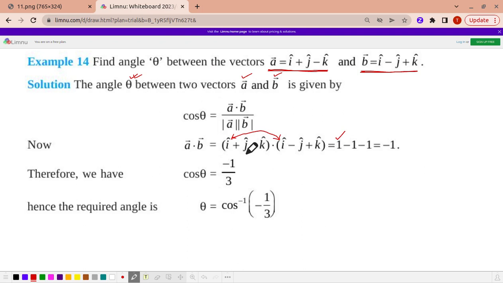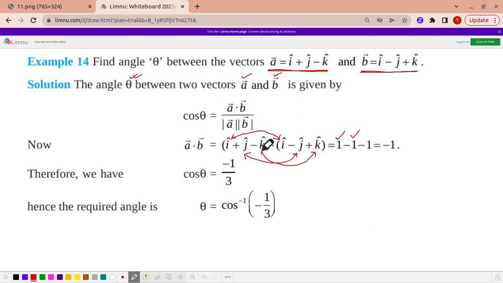And then j cap and this j cap. For vector A, the j cap coefficient is 1, and for vector B, the j cap coefficient is -1. So 1 into -1 is equal to -1. And for the k cap, for vector A, the coefficient of k cap is -1, and for the vector B, the coefficient of k cap is 1.